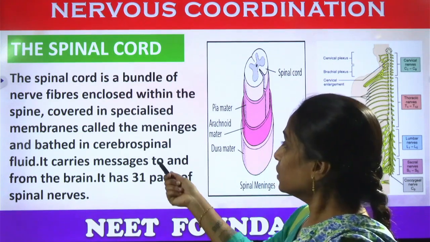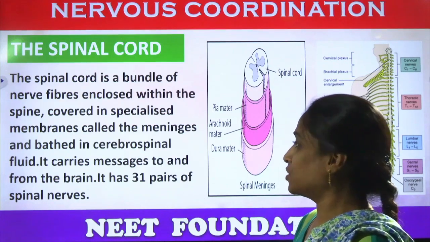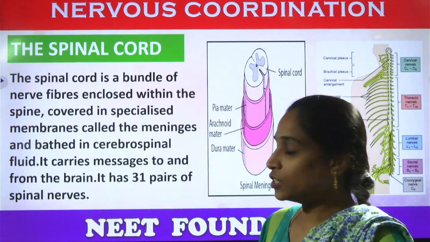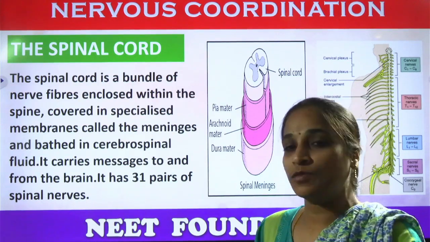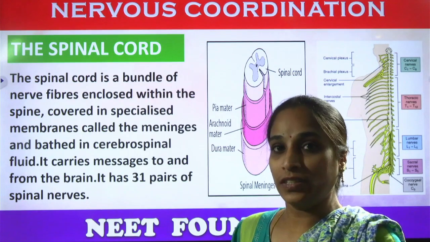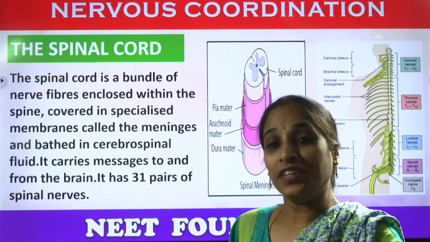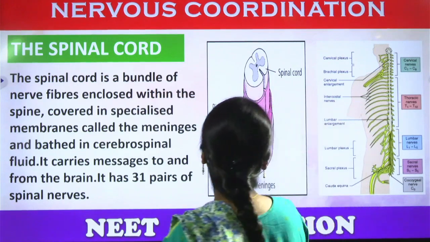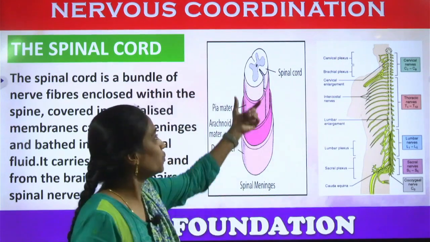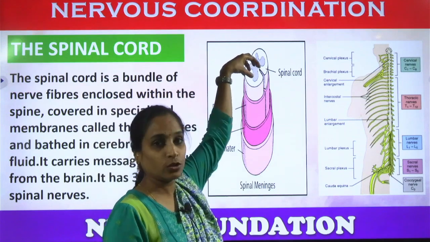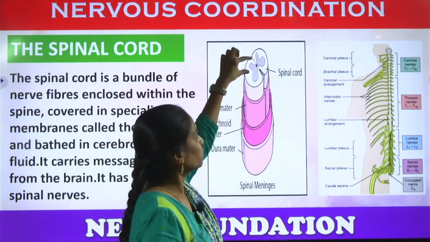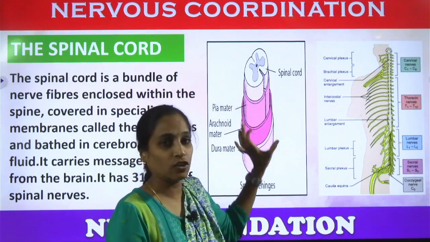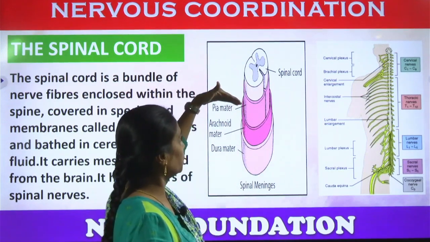The spinal cord is especially meant for sending messages from the brain to the different nerves. How many pairs of nerves can we observe? In the spinal cord there are 31 pairs of spinal nerves. Let us see the picture here. Within the spinal cord we can observe a bunch of nerves internally, and the outer structure is surrounded by three membranous structures.